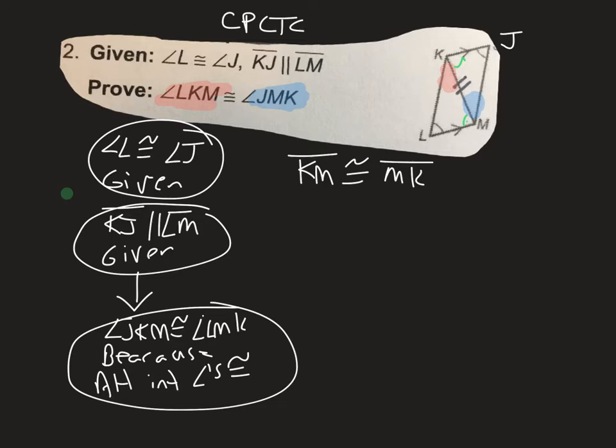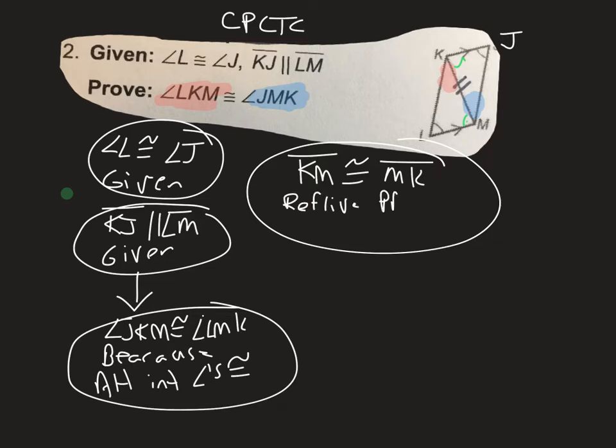And the reason is because when I name these triangles, I'm going to say KLM, but then to match it up, I'm going to say MJK. And so this triangle is going to go KM, the other one's going to go MK. So let's write this down. Why is that true? That's the reflexive property of congruence.